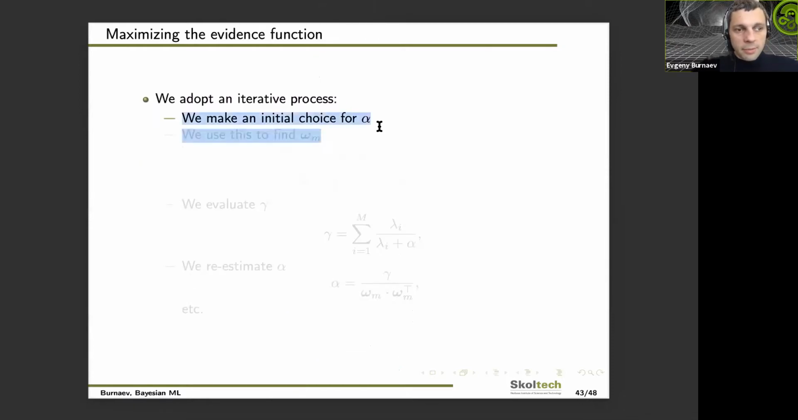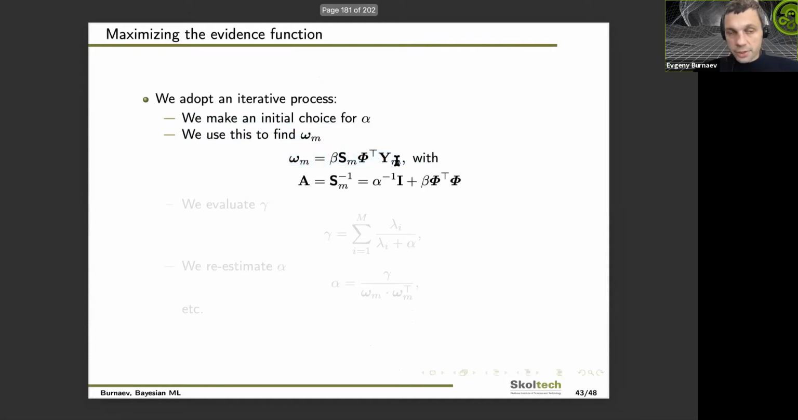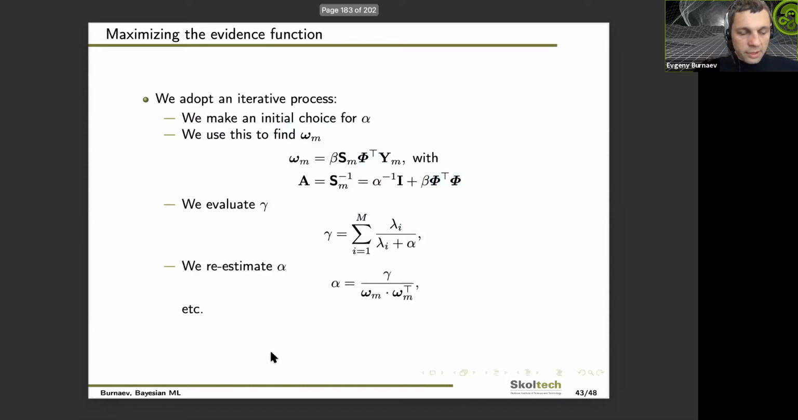We make some initial choice for alpha. We use this initial choice for alpha to estimate the vector of parameters omega m using this formula. So this is the standard formula from linear regression, where the matrix A is calculated in this way. Then we estimate the parameter gamma, where lambda is the eigenvalue of the regression matrix phi transpose phi. Then we re-estimate alpha using this formula, and then we can reiterate. So a very simple approach.